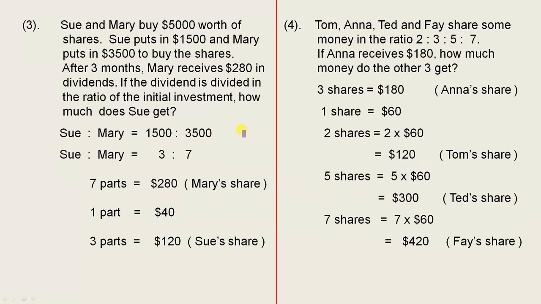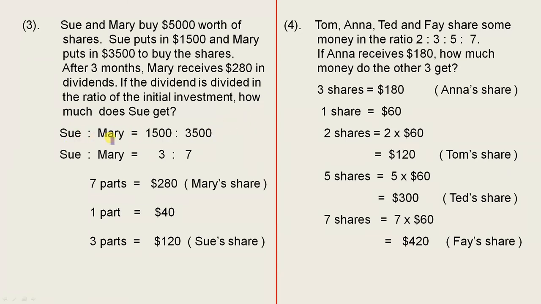Now here's a more involved one. It's just worded a little bit differently, but it's the same principle. Sue and Mary buy $5,000 worth of shares. Sue puts in $1,500 and Mary puts in $3,500 to buy the shares. After 3 months, Mary receives $280 in dividends. If the dividend is divided in the ratio of the initial investment, how much does Sue get?